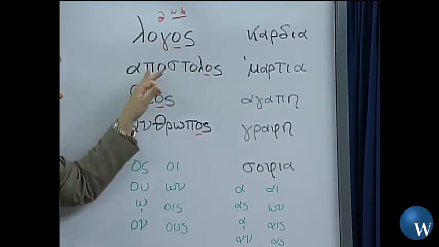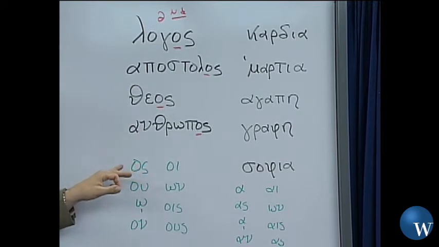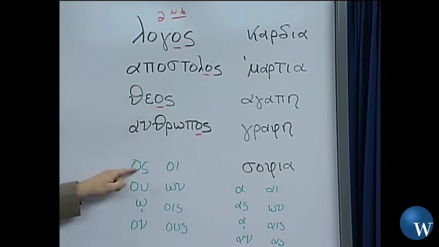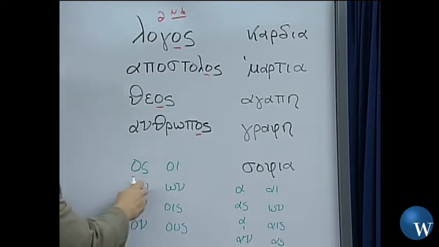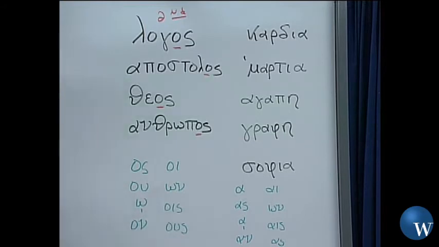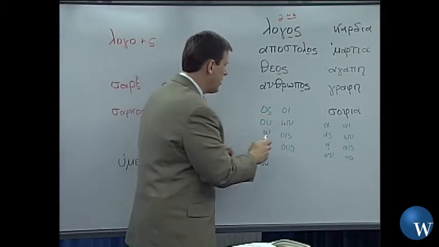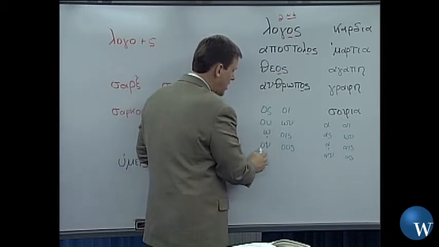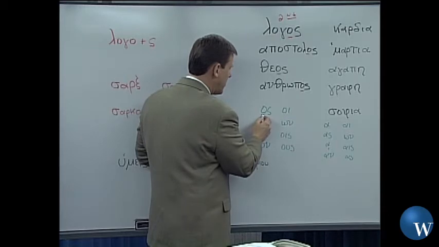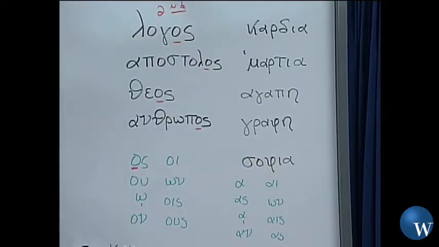And when these words change in their form to demonstrate or to reveal a different way that it's functioning in the sentence, we use these noun endings right here. Os, ou, o, on, oi, on, ois, us. Now just a word of information here. When we learn these endings, os, ou, o, on, we need to remember that technically the omicron is not a part of the noun case ending. It's actually a part of the stem, okay?